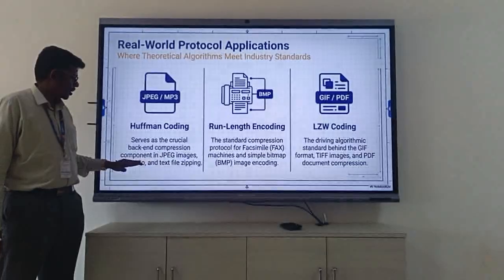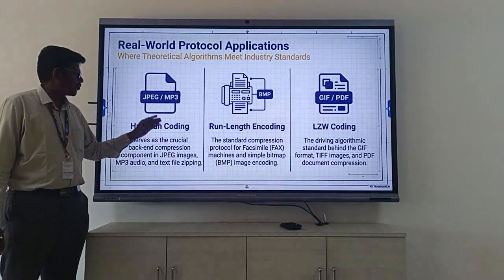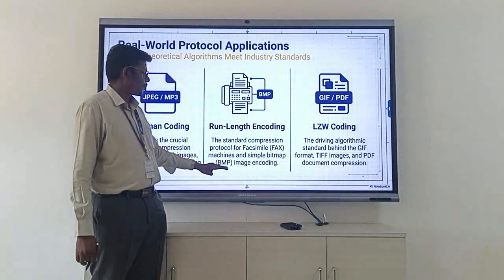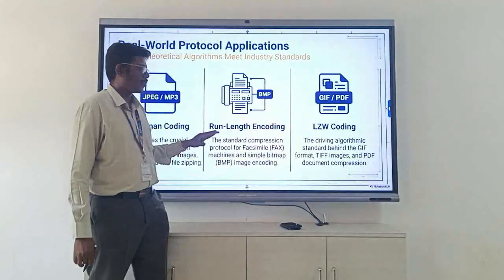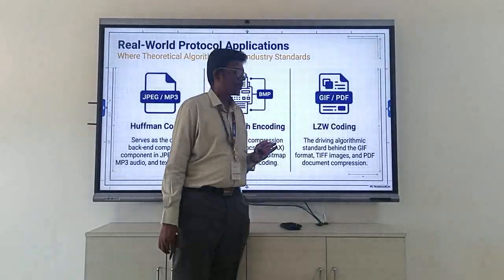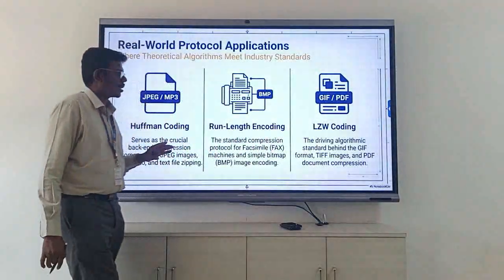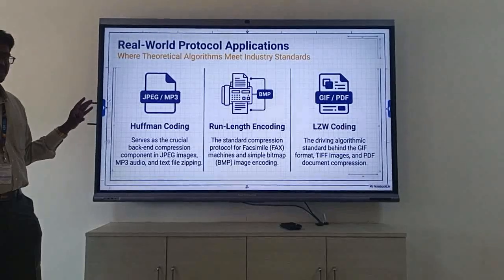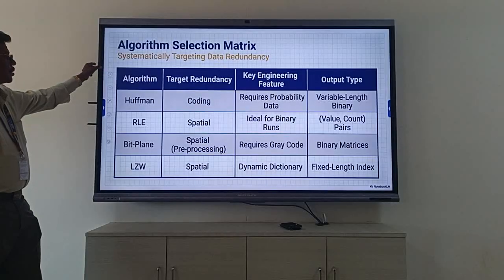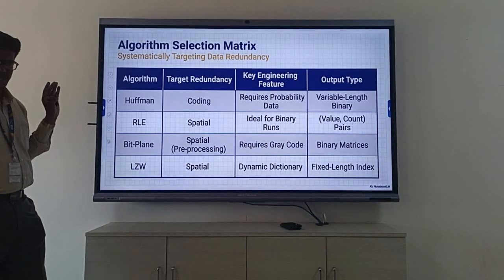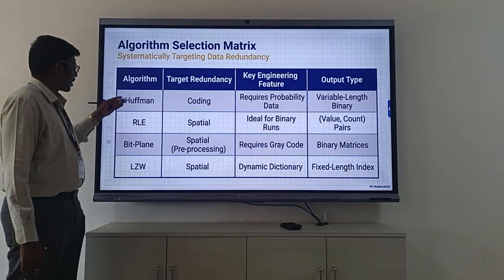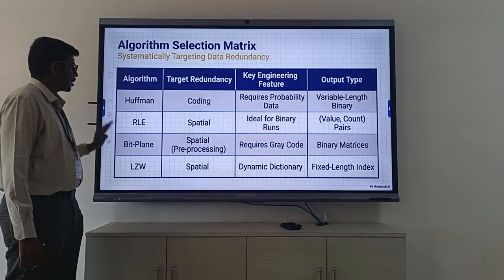For JPEG, MP3 audio, and text file zipping, we use Huffman coding. For facsimile and BMP bitmap images, we use the run length encoding technique. For zip format, TIFF images, and PDF, we use LZW coding. So these are the lossless compression techniques for different applications. These are some different applications of the lossless compression techniques: Huffman, RLE, Bitplane, and LZW.